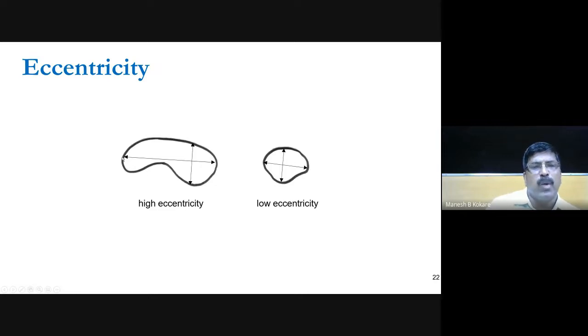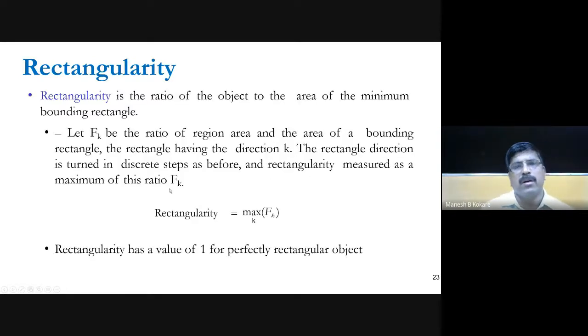For example, what is high eccentricity? Length of major axis divided by minor axis. This is the shape having high eccentricity, and this is the shape having low eccentricity, because the major axis length and minor axis length are almost the same, so it will be low in that case, whereas in this case it will be high. So eccentricity is calculated as the ratio of the major axis to the minor axis. Regularity and the remaining region-based features we will see in the next lecture.